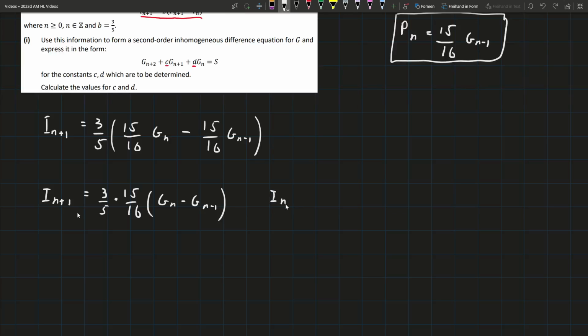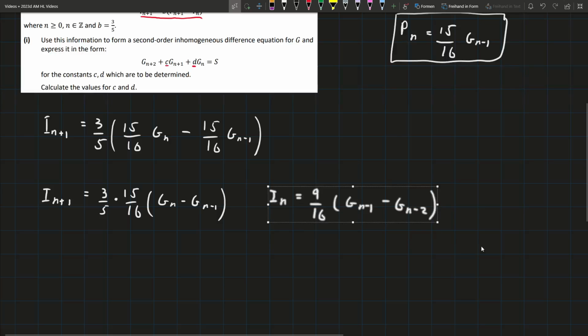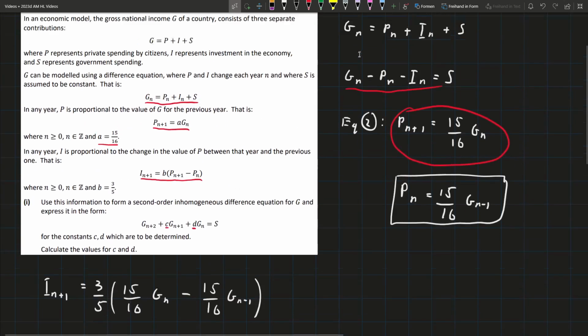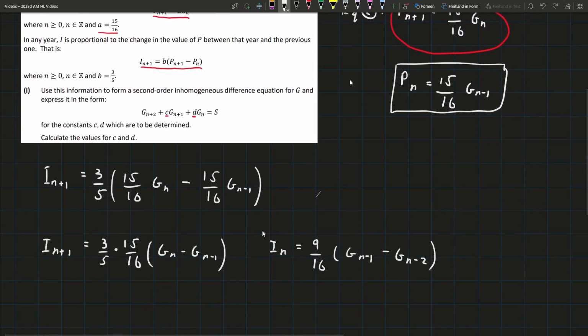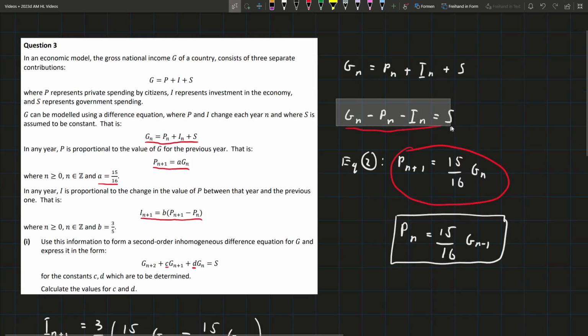So we'll have, if we can say that In equals, and then when you multiply these fractions together, you get 9 over 16. And then we'll have Gn minus 1 minus Gn minus 2. So it's still telling us the same information. The n plus 1th term depends on the nth term and the n minus 1s, except now we have n minus 1, and n minus 2. It's just we're rewriting it differently, but it's conveying the same information. Now we can sub our values, so that's going to be our In. Now we can sub these values back into our original equation, which is this.